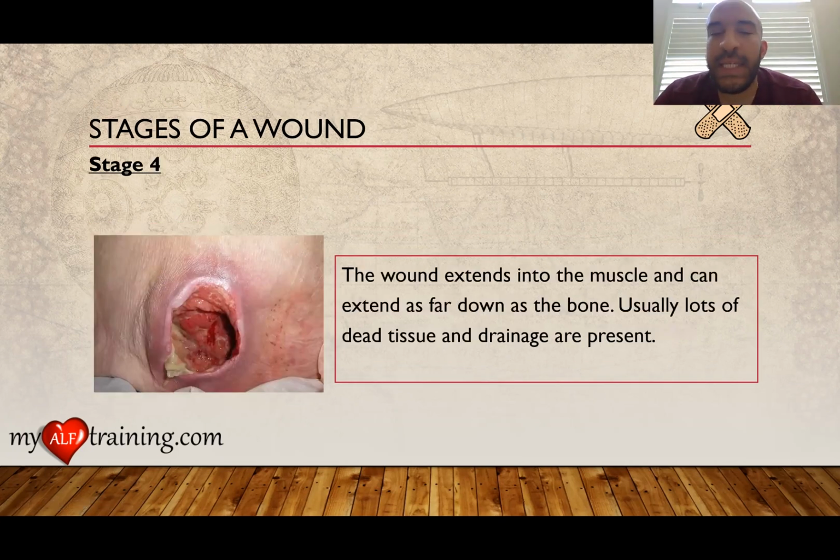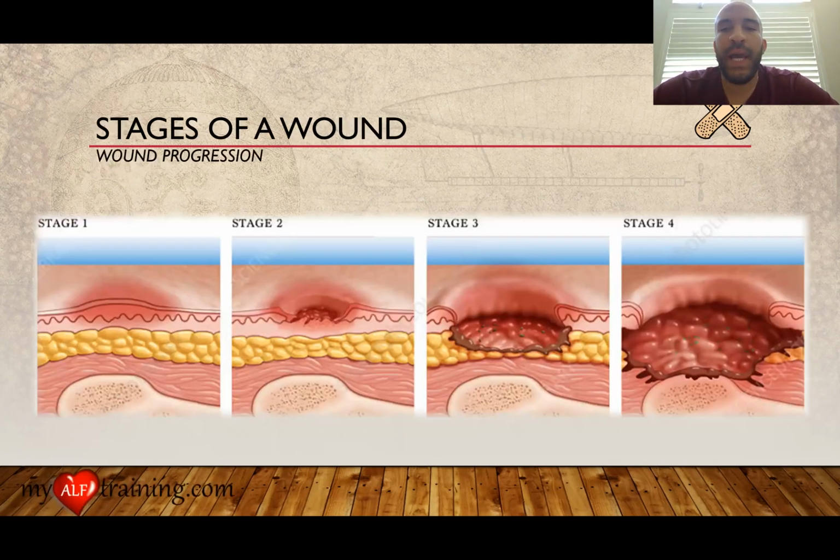And last but not least, I hope none of you ever see this in real life, but chances are many of you will, unfortunately, is a stage 4 wound. And this wound extends into the muscle. It extends even as far down to the bone. And there is usually a lot of dead tissue and drainage present. So we can see here some drainage and fat. I'm not sure what this is, but you can see how deep this wound goes. And this definitely looks like the sacral area of a patient. So stage 4.